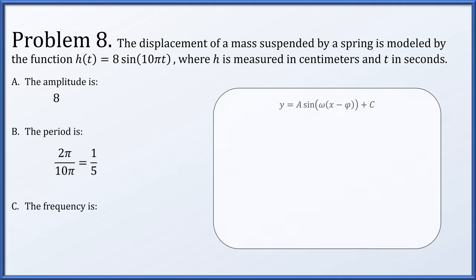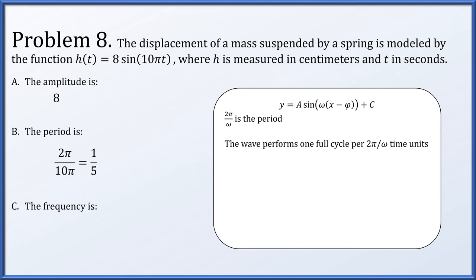What about the frequency? So if we have one of these sinusoidal functions, we know that 2 pi over omega is the period. In other words, the wave goes through one cycle per 2 pi over omega time units. We already have this measured in cycles per time unit, but if we simplify the fraction, it's omega over 2 pi. It's the reciprocal of the period, cycles per time unit. So we had a period of 1/5, which means the frequency is 5 over 1, or 5 cycles per time period. Our time period is seconds, and cycles per second is hertz.